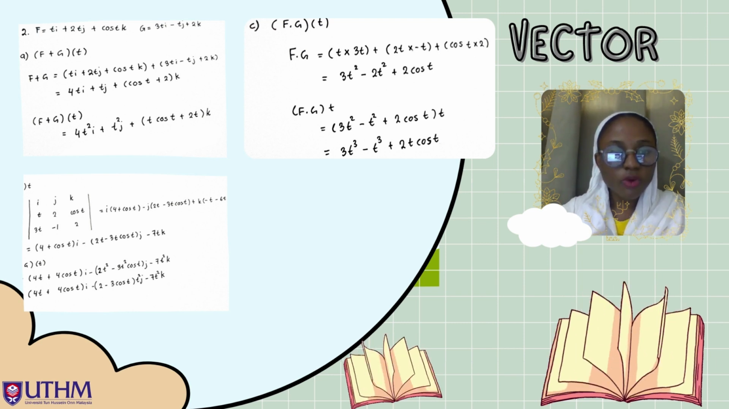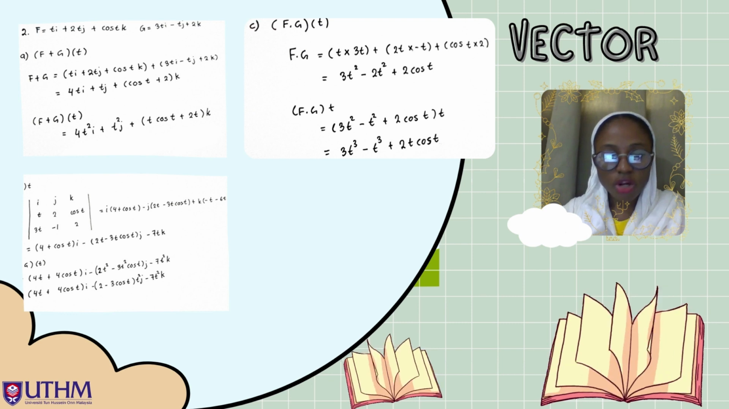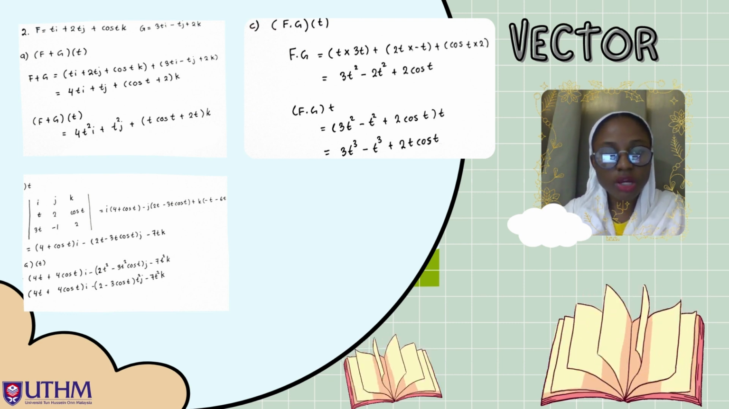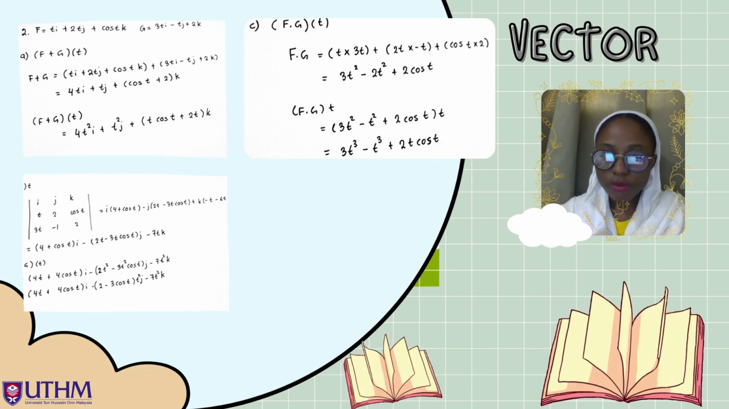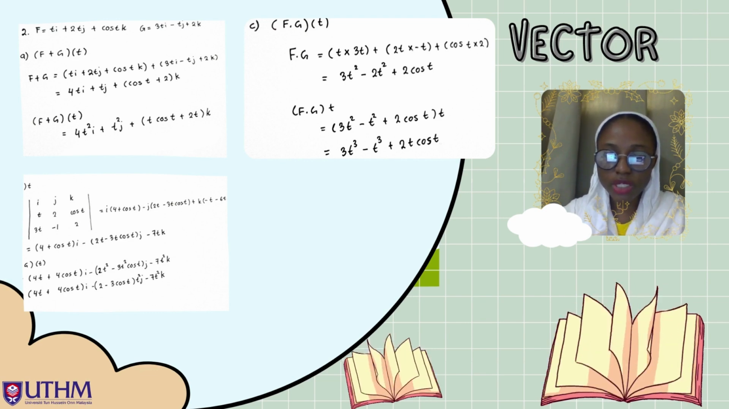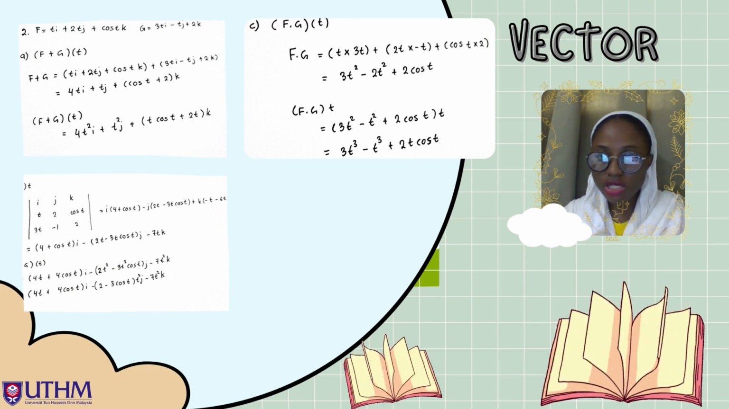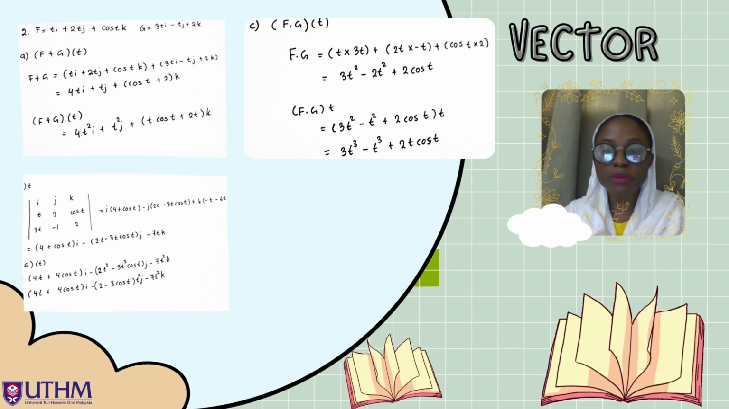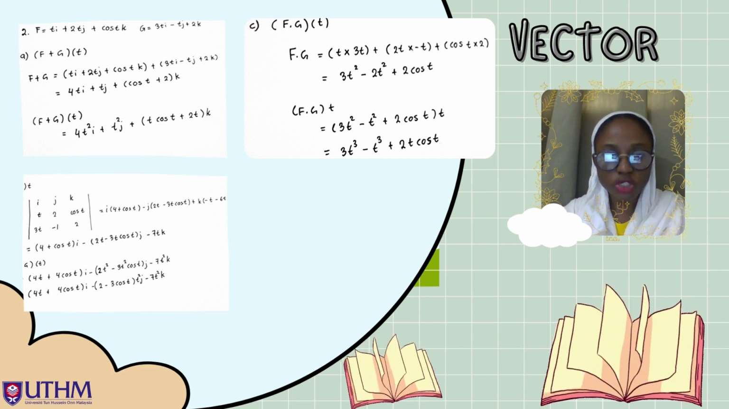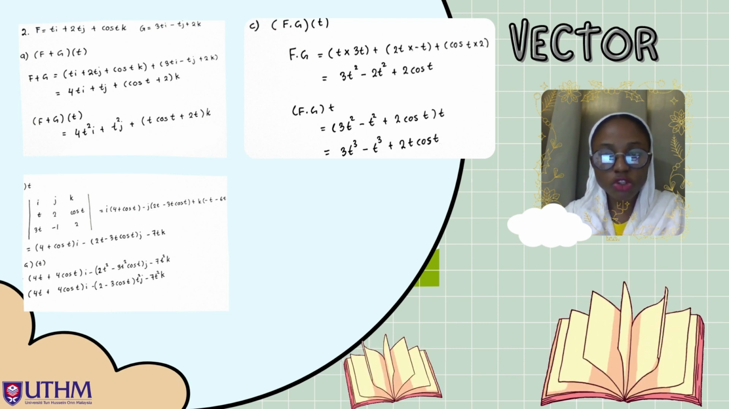As for question 2c, we are going to find f dot g multiplied with t. F dot g, first we have to find that, which will be t multiplied with 3t plus 2t multiplied with negative t plus cos t multiplied with 2, which will give us the answer of 3t squared minus 2t squared plus 2 cos t.